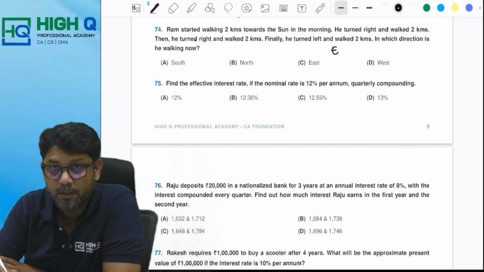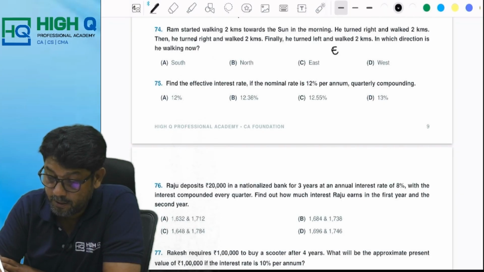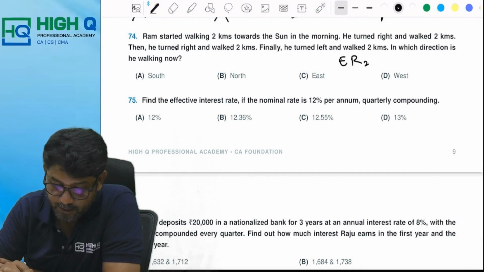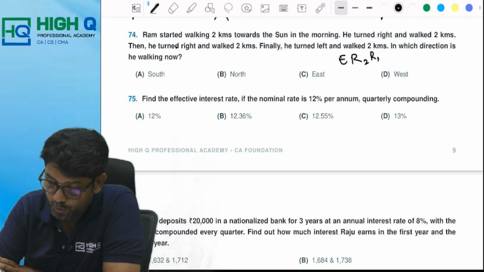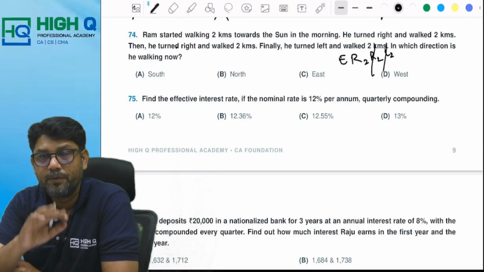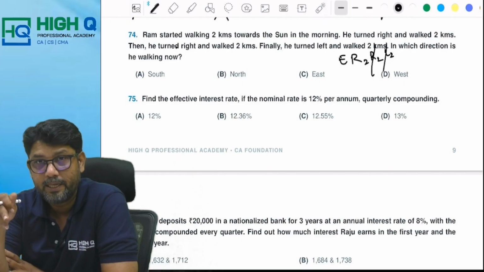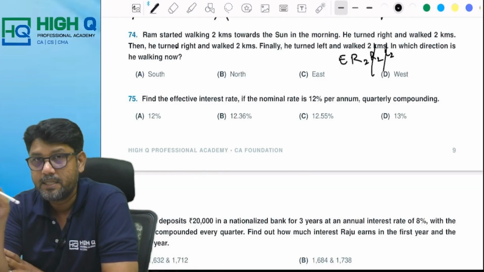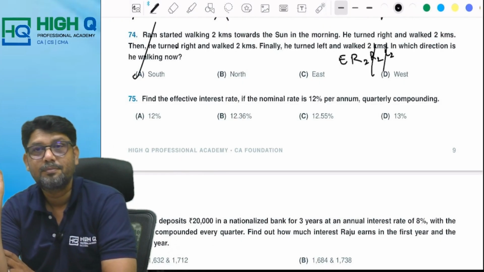See, without touching, we can do it. Look at this. First, he is starting towards east, turned right, then turned right for 2 kilometers, right? Then he turned right again, 2 kilometers. Then he turned left, 2 kilometers. In which direction is he going now? R and L get cancelled. Always left and right, you can cancel it. Only R, east side.